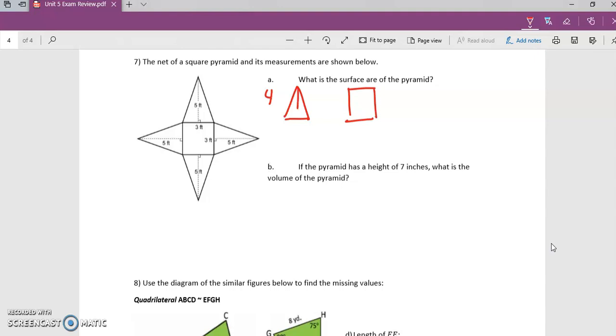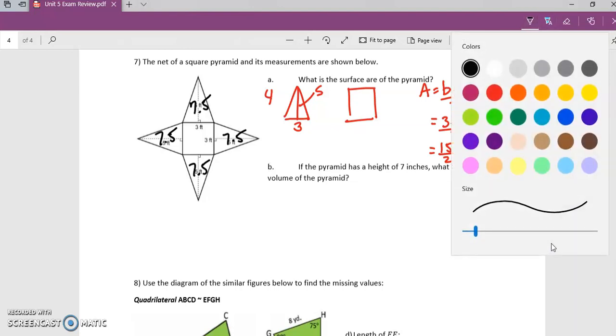So the triangles, they all have a height of 5, and if you look at their base, the base is going to be 3. For the area of the triangle, I know it's going to be base times height divided by 2. The base is 3, the height is 5, divided by 2. 15 divided by 2 is equal to 7.5. So for each one of those little triangles, 7.5, 7.5, 7.5, 7.5.